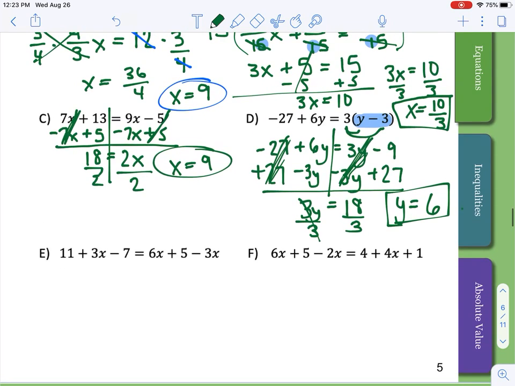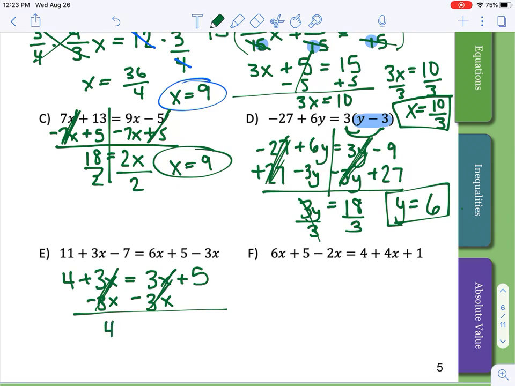Alrighty. E and F are a little different. We are going to go ahead and combine like terms. So I get 4 plus 3x on the left side equals 3x plus 5. Go ahead and try to solve for x. I would start with my x's this time though. I subtract 3x on both sides. And my x's go away, so I'm left with 4 equals 5. This is false.